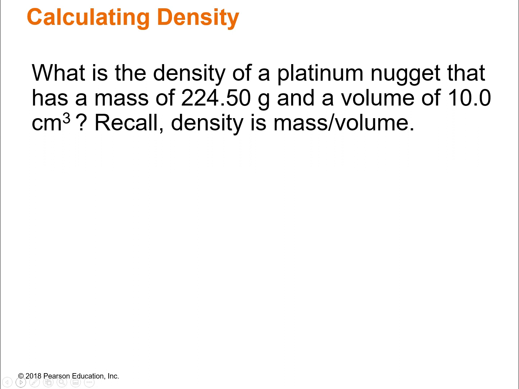Let's do some calculations with density. What is the density of a platinum nugget that has a mass of 224.50 grams and a volume of 10 centimeters cubed? Remember that mass over volume gives you density. Our mass is 224.50 grams.